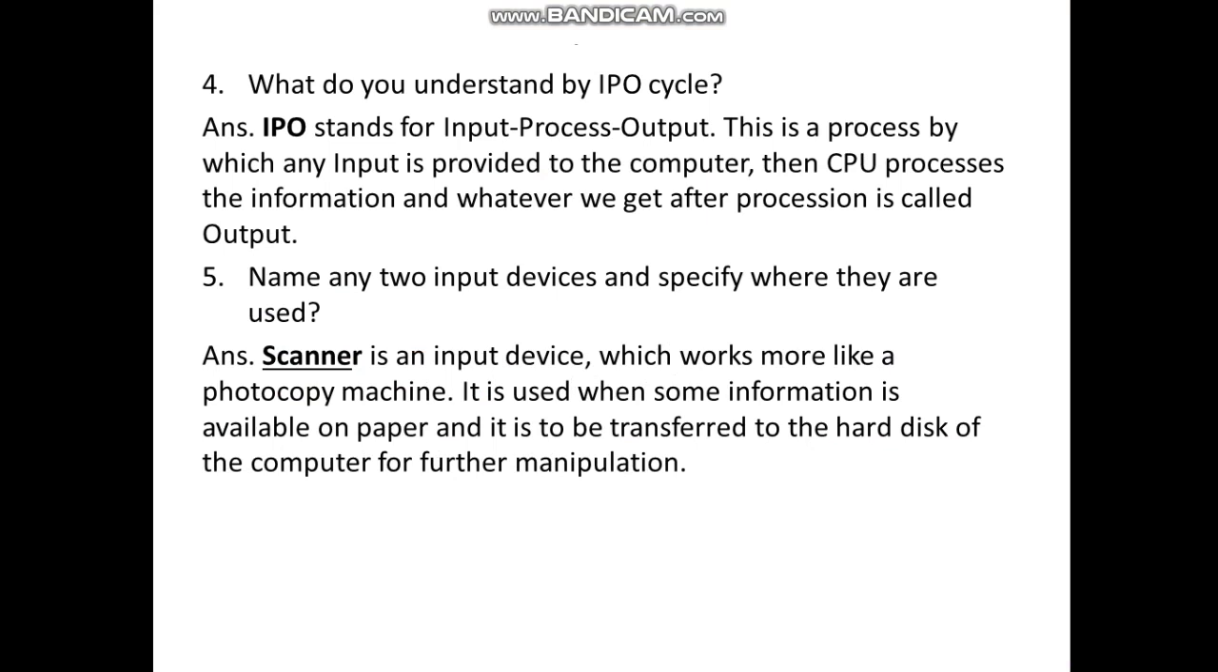Next, name any two input devices and specify where they are used. Scanner is an input device which works more like a photocopy machine. It is used when some information is available on paper and it is to be transferred to the hard disk of the computer for further manipulation. Basically, the scanner is used in banks, offices, malls, etc.